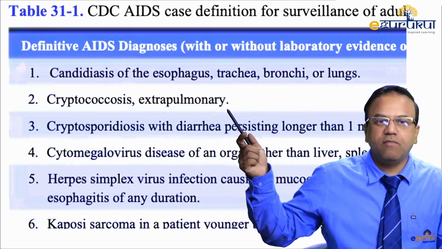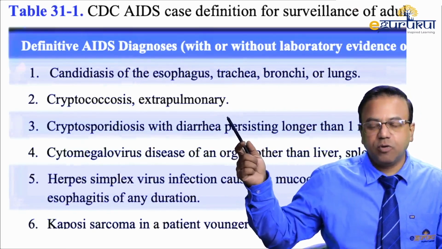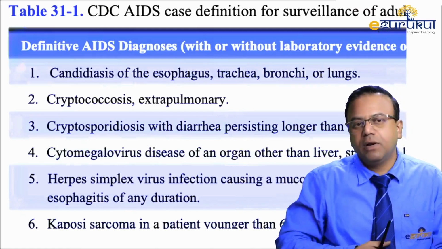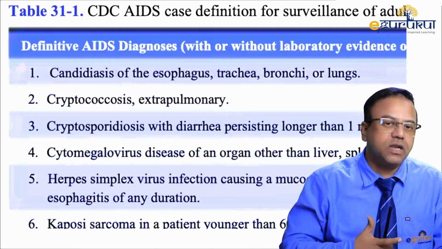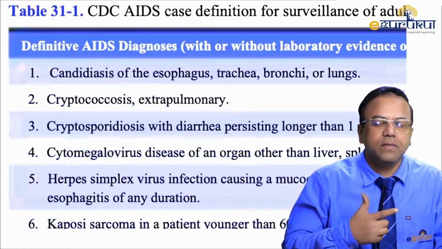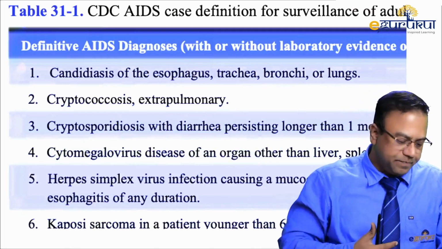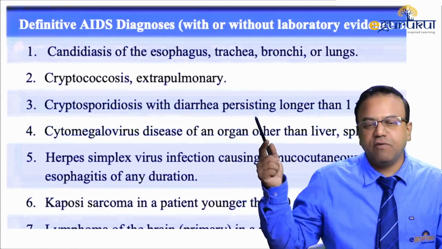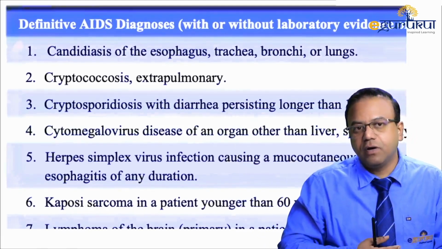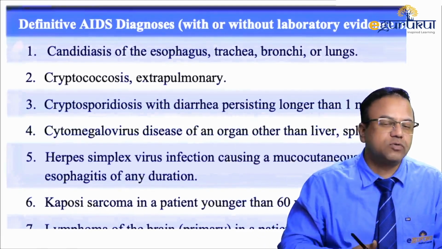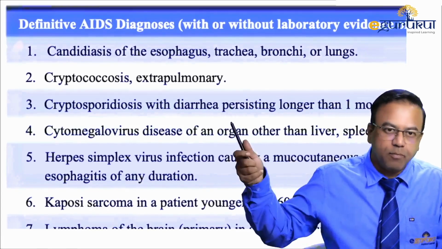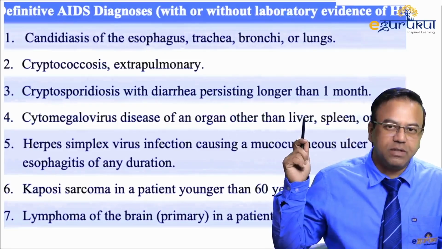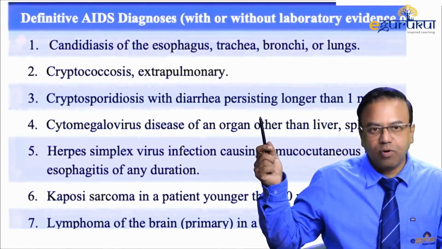Cryptococcal infection, especially extrapulmonary, not pulmonary cryptococcus, but cryptococcal meningitis or skin involvement, all this should tell that this is a patient who might be having AIDS. Cryptosporidiosis, be careful. You do have a lot of infections that can happen in HIV. It could be isospora or microsporidia. They're all not listed. Cryptosporidium with diarrhea persisting for more than 1 month, that is an AIDS-defining problem.